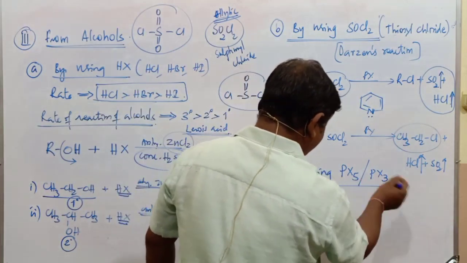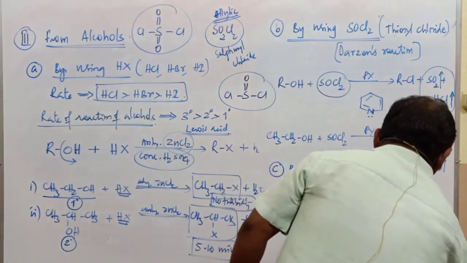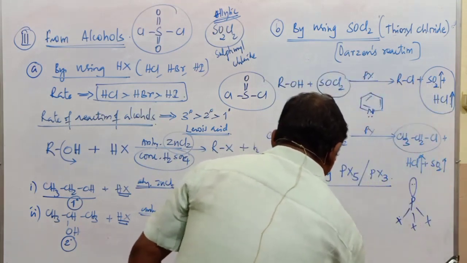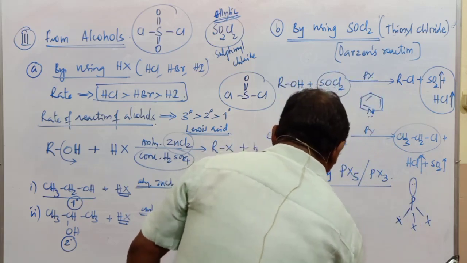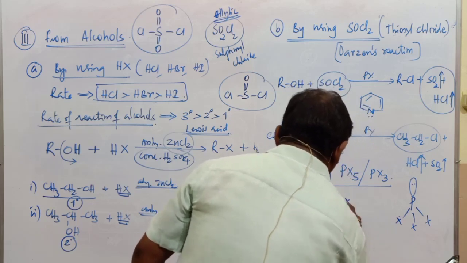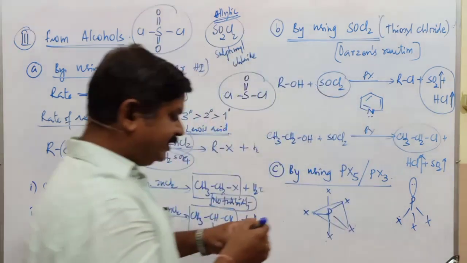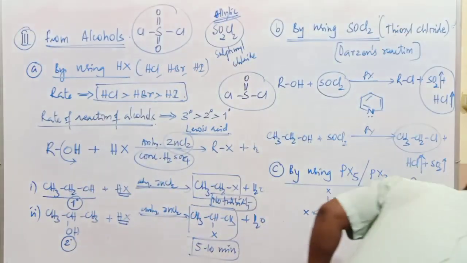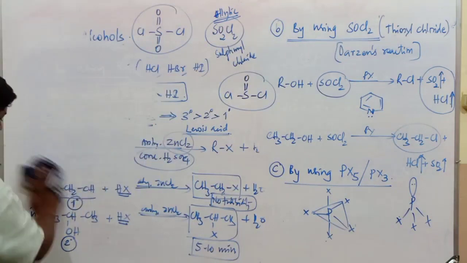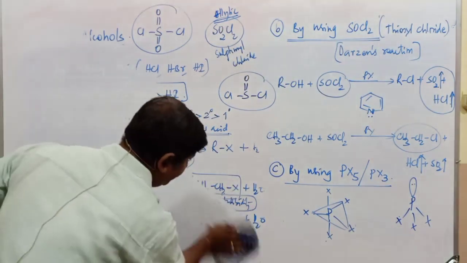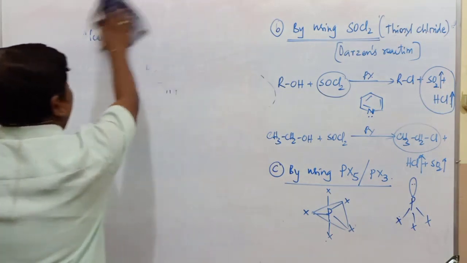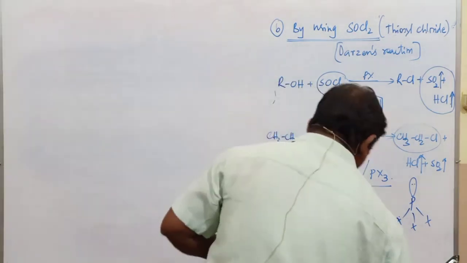Trihalide: this one is going to be P, with X, X, X, and it is containing a lone pair of electrons. PX5: this is phosphorus and this is X, X, X. One is above the plane, the next one is below the plane. So this is the structure of the PX5 compound. So how to prepare these halogen compounds from the alcohols by using PX5 or PX3? Phosphorus pentahalide and phosphorus trihalide.